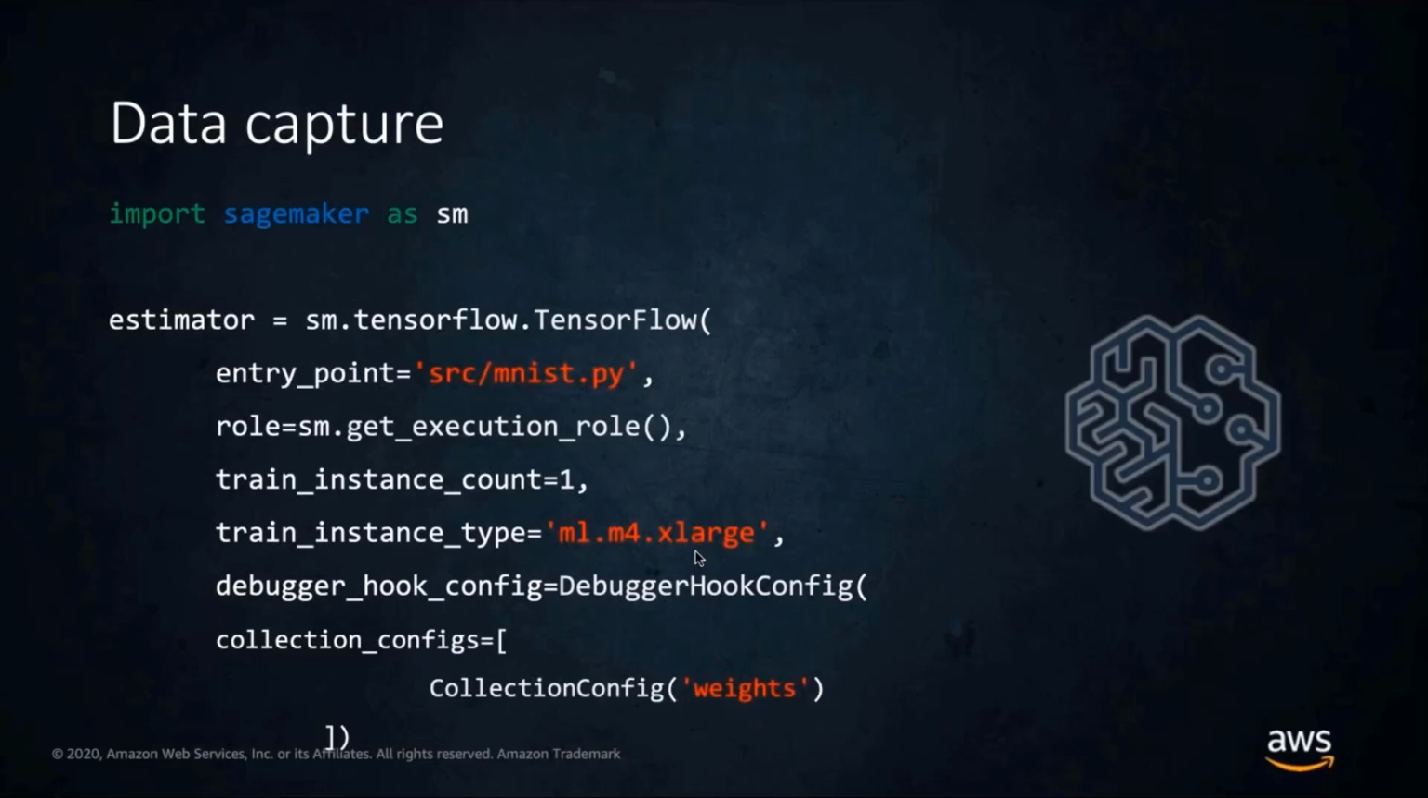The only thing I have to provide now in order to emit tensors is this debugger hook configuration. SageMaker Debugger comes with default collections. A collection is a set of tensors like weights, gradients, biases. But I can also very easily create my own custom collection. Later on in the demo, we will see how we can do that. So for instance, when I want to have not just the weights and the biases, but maybe also the activation outputs, I can easily create my own custom collection here. And we will see later more in detail.